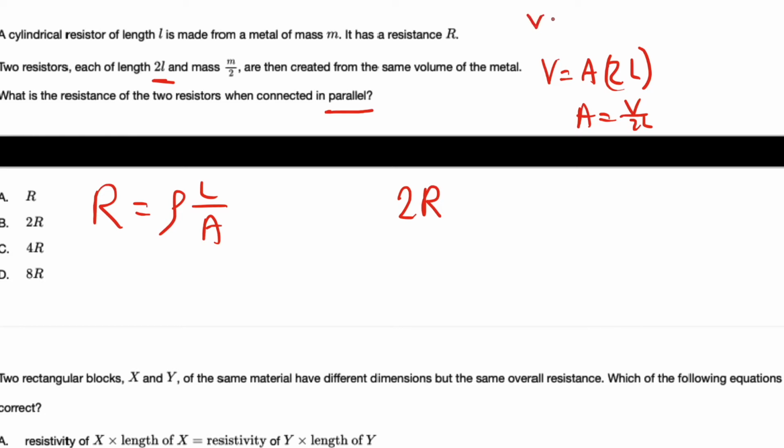Initially, volume is equal to A times length, so area is just equal to volume over length. So the area is decreased by a factor of 2. And if area is decreased by a factor of 2, then the resistance will also be doubled. So now you have a resistance of 4R.